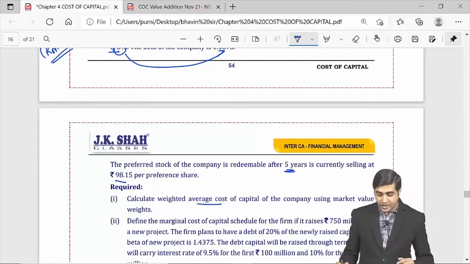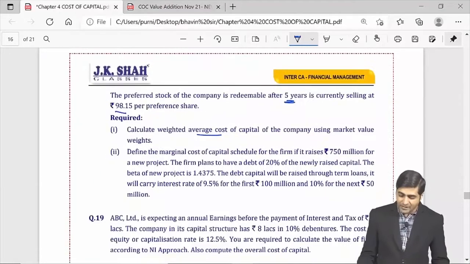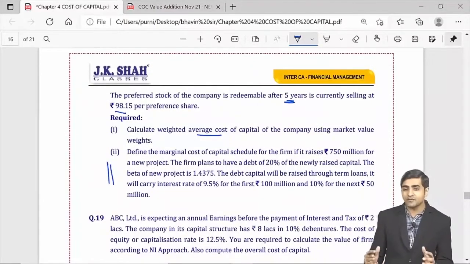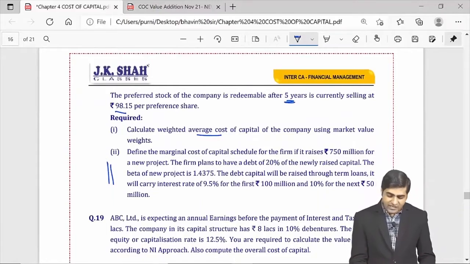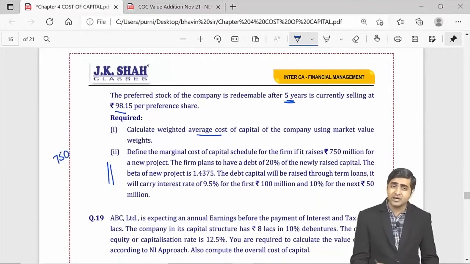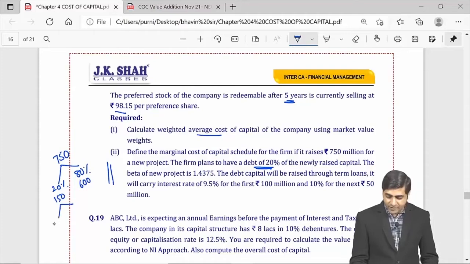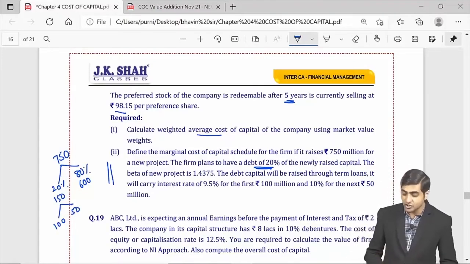Okay. Then my dear students, in the second part again, we have marginal cost of capital concept. So here we just have to calculate the cost of this additional funds, that is 750 million, with having the same proportion, that debt will be 20% and then your equity will be 80%. So this will be 150, this will be 600. And how are you raising this 150? So that is 100 and 50, and that's how your cost calculation will be done.